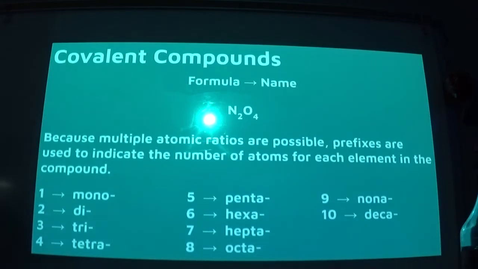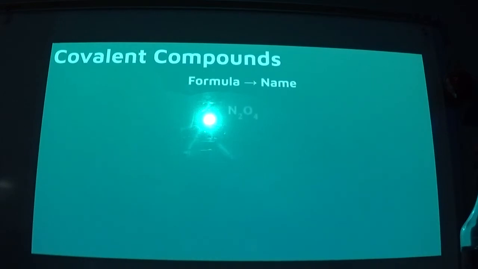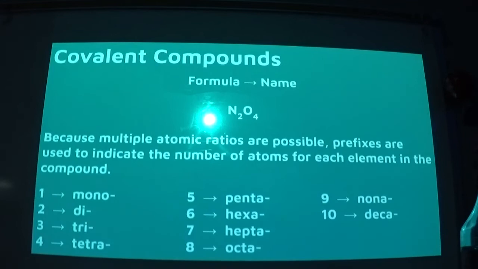Okay, so let's name this compound. Here's the system. Do I need to go back? I don't know the other half. Okay, five seconds. Here, I'll talk through the next slide. I'm going to give you some rules if you want to come back to it.